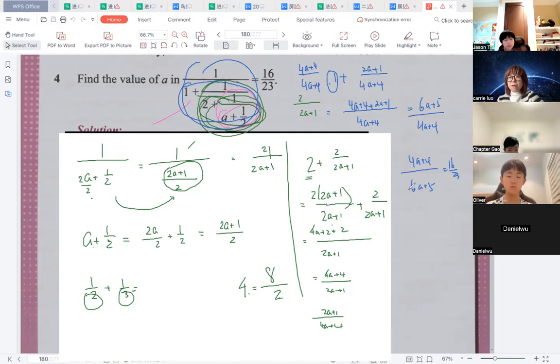Get it, everybody? So 4a plus 4 equals 16. So 4a equals 12, so a equals 3. You can put it back into the bottom one: 6 times 3 plus 5 equals 23. So we get it right.